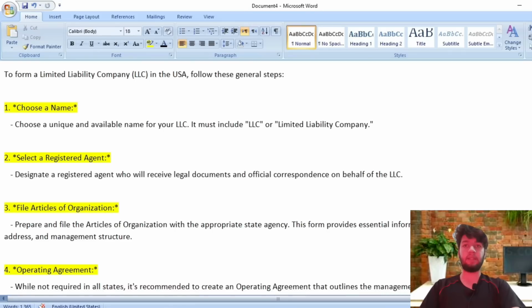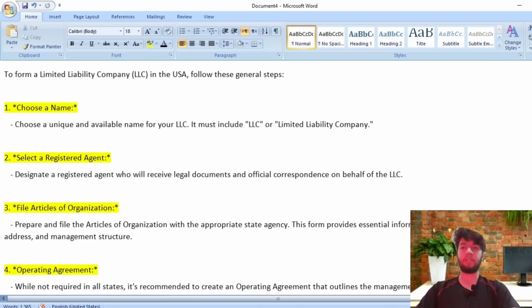Today our topic is how we can make an LLC in the USA. To form a limited liability company, LLC, in the USA, follow these general steps. Choose a name. Choose a unique and available name for your LLC. It must include LLC or limited liability company.